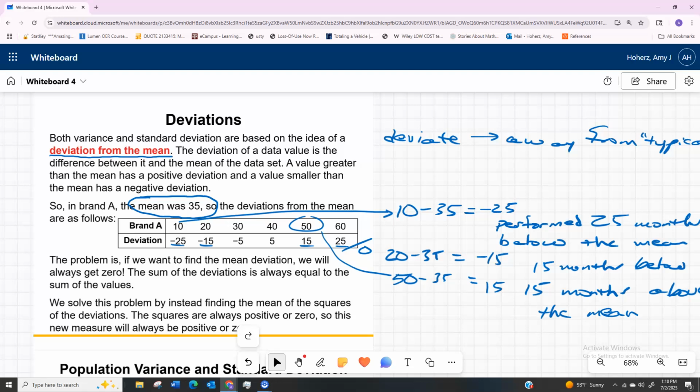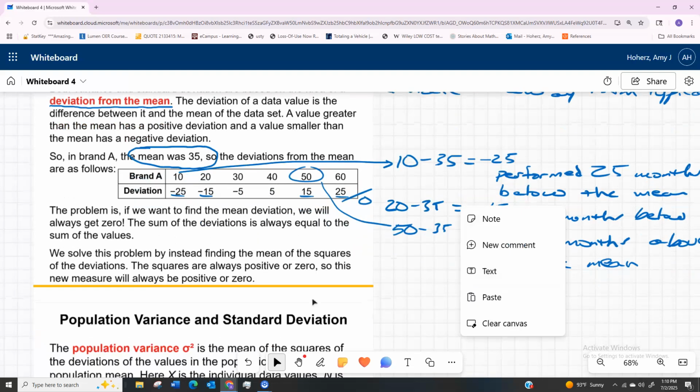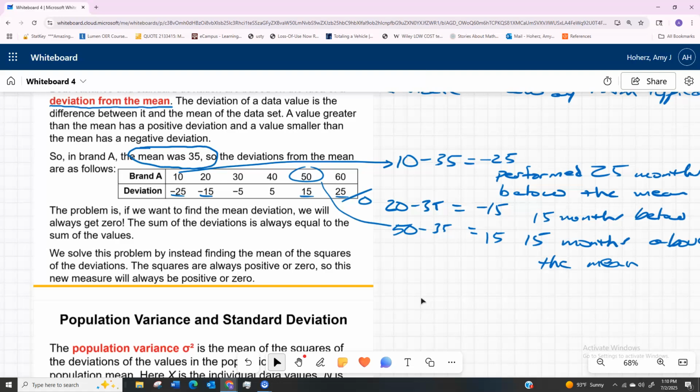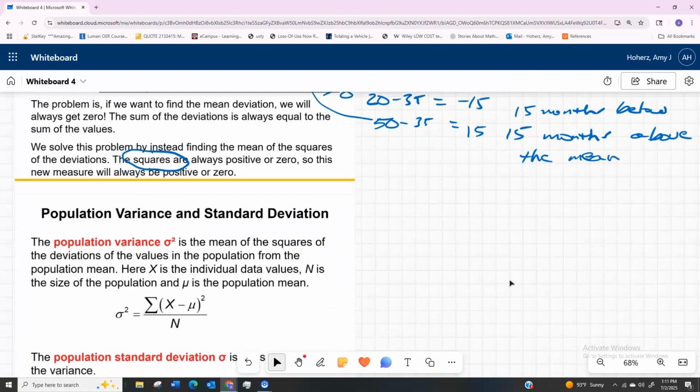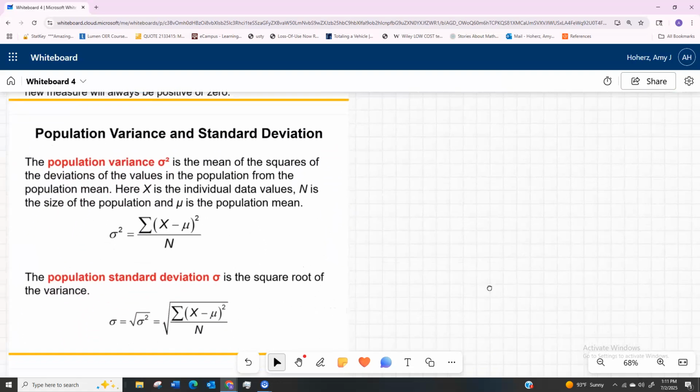Well, what researchers, or mathematicians, have decided to do is, since we want to get rid of this negative problem, let's instead look at the squares of the values. So instead of looking at negative 25, let's look at negative 25 squared. Instead of looking at negative 15, let's look at negative 15 squared. Because if you remember, when I take something and I square it, we're always going to get a positive.